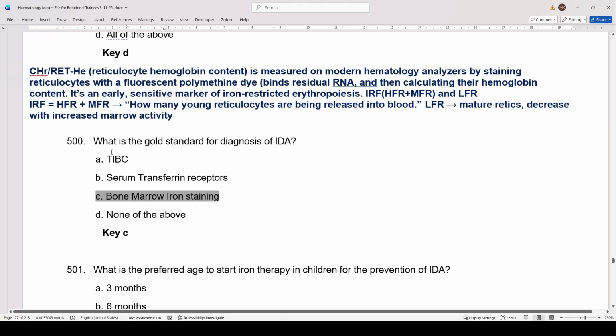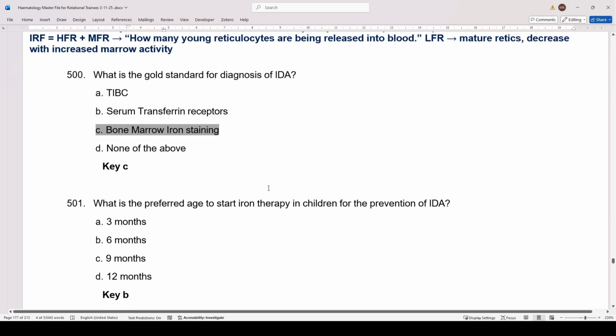Okay, so what is the gold standard for diagnosis of IDA? For diagnosis of IDA, just go for a bone marrow biopsy and see the iron status by staining with the Perls stain. So bone marrow iron staining is the gold standard. Okay, option C is correct here.